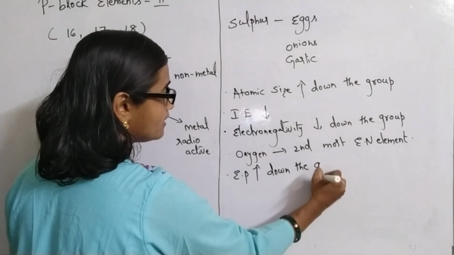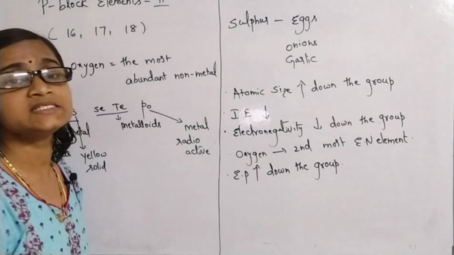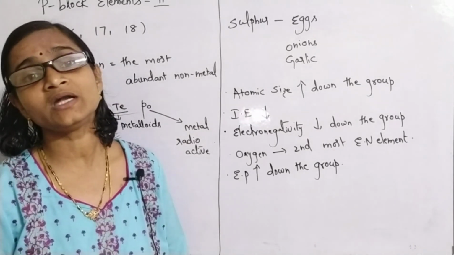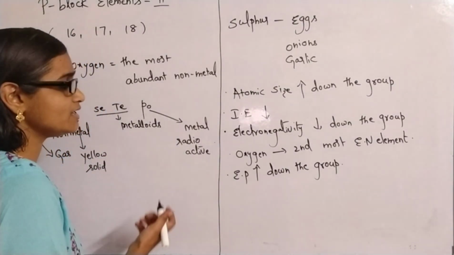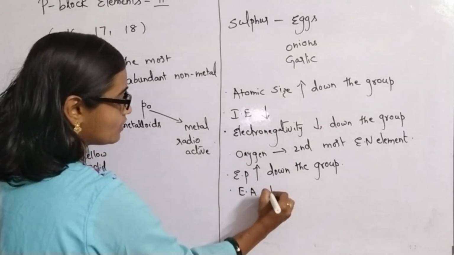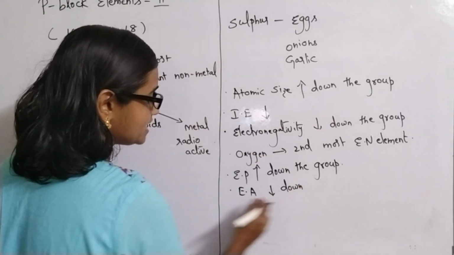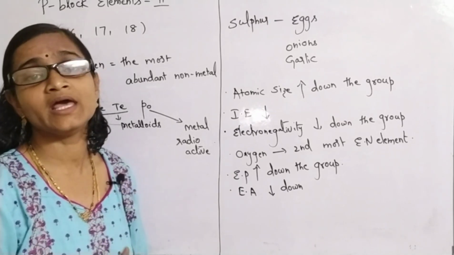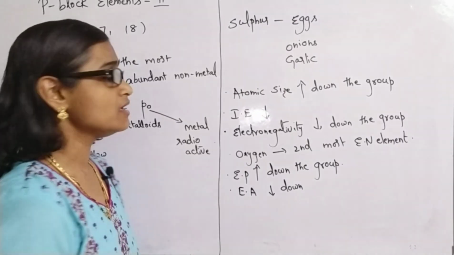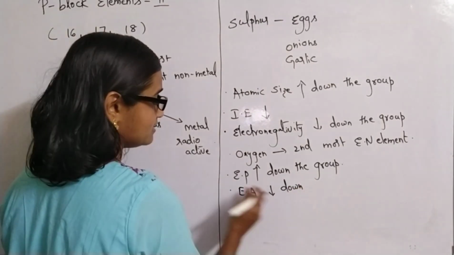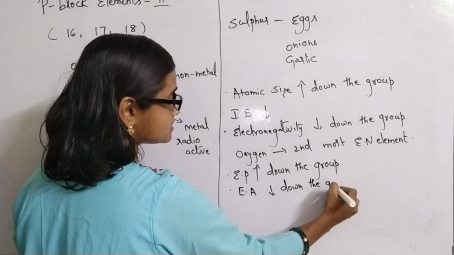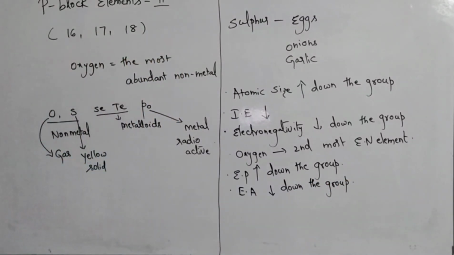And electron affinity is what? The energy released when an electron is added to the valence shell of a neutral gaseous isolated atom. You call it electron affinity. Electron affinity also decreases down the group. Like electronegativity, electron affinity also decreases down the group because it is a property of what? Non-metals. Electron affinity and electronegativity are properties of non-metals. So electropositivity increases, while affinity and electronegativity decrease down the group. So this is about the periodic properties of that group of elements.